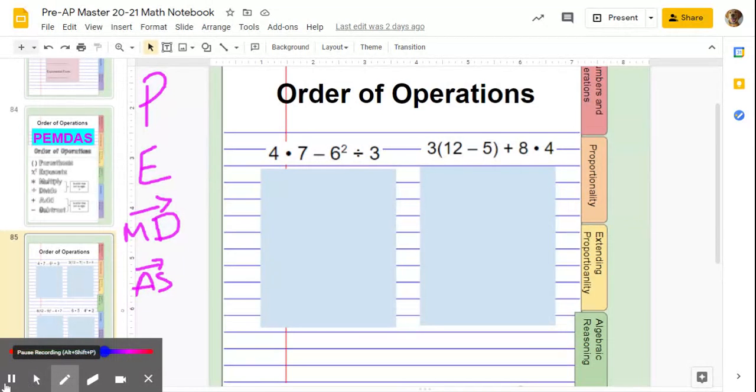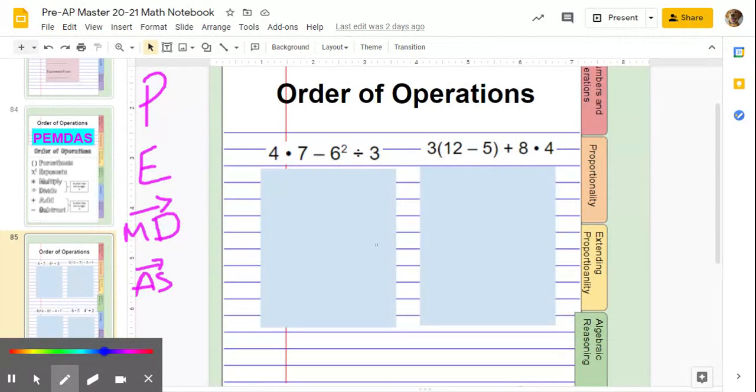Okay, so we're going to look at this first problem. It says 4 times 7 minus 6 to the power of 2 divided by 3. So we're going to go in the order. The first thing we're going to look for is parentheses. Are there any parentheses in this problem? I don't see any.